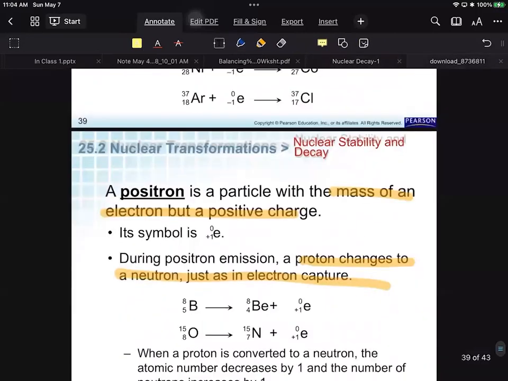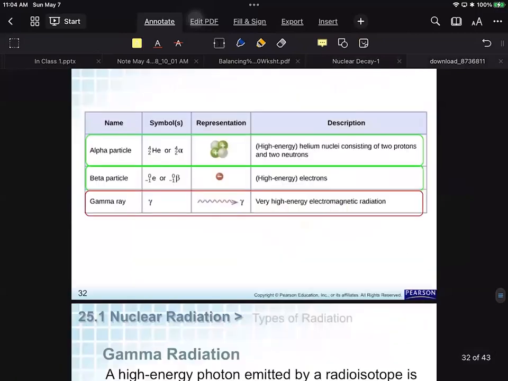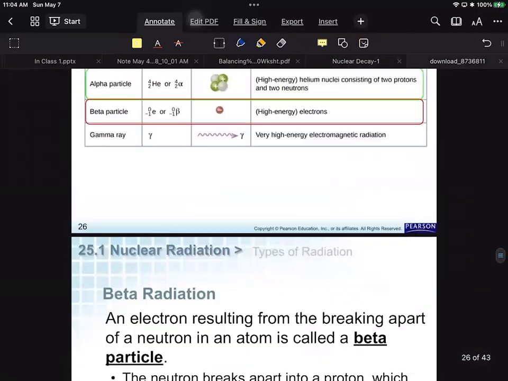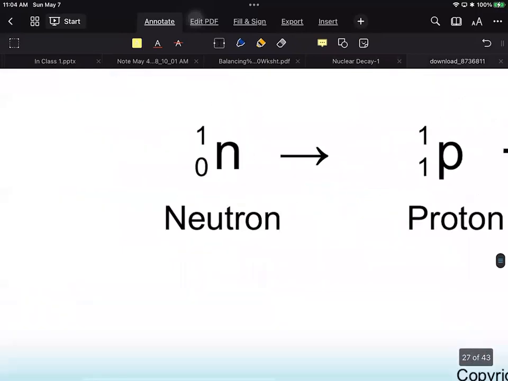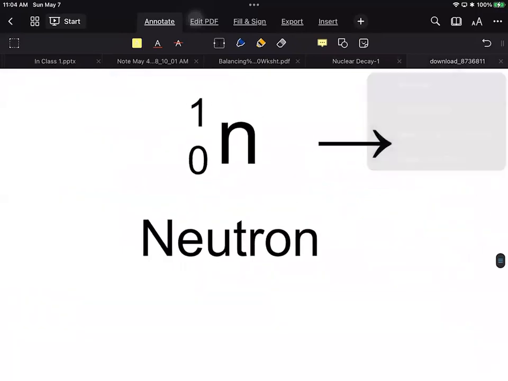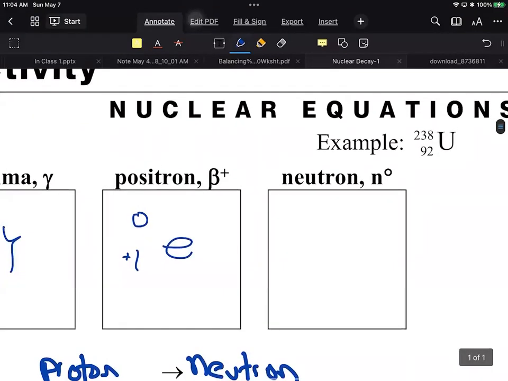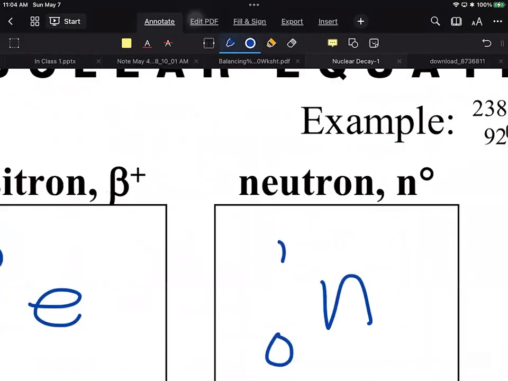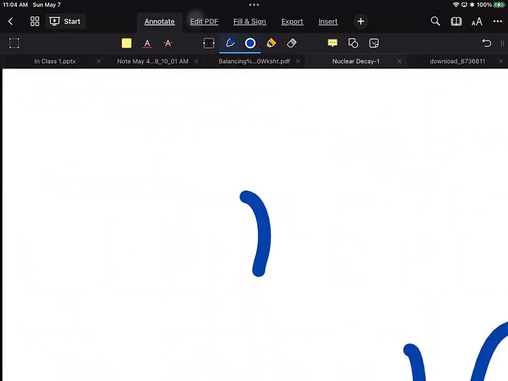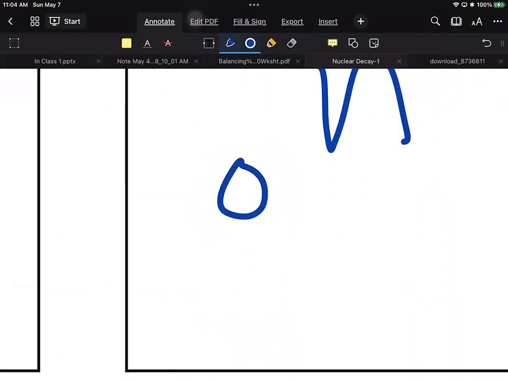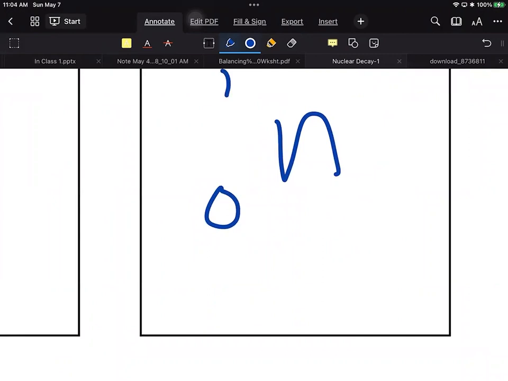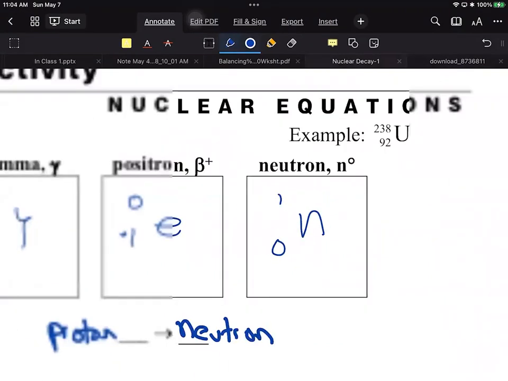Next one is neutron. Neutron was back up here in beta decay, I believe. Yep, right here. That's the symbol, we can just write it here: 1, 0. The reason why it's 1 is because that's the mass number, protons plus neutrons. In this case, this is literally a neutron, so there's one neutron. And 0 is down here because the atomic number only represents the amount of protons. It's a neutron: no protons, no electrons.